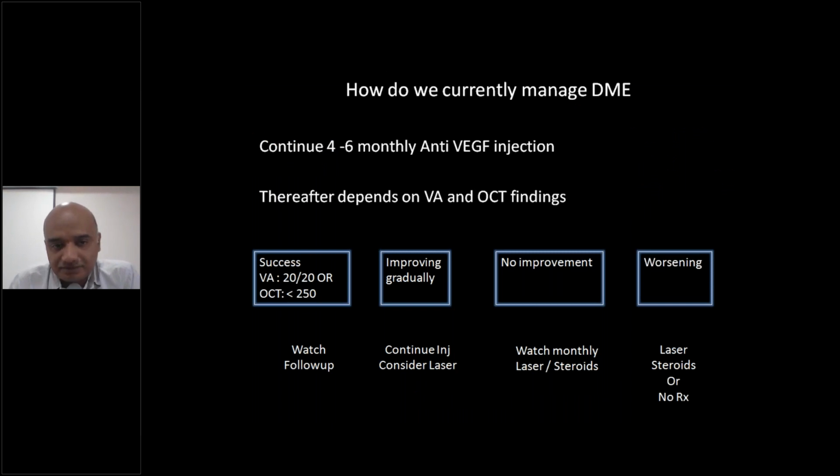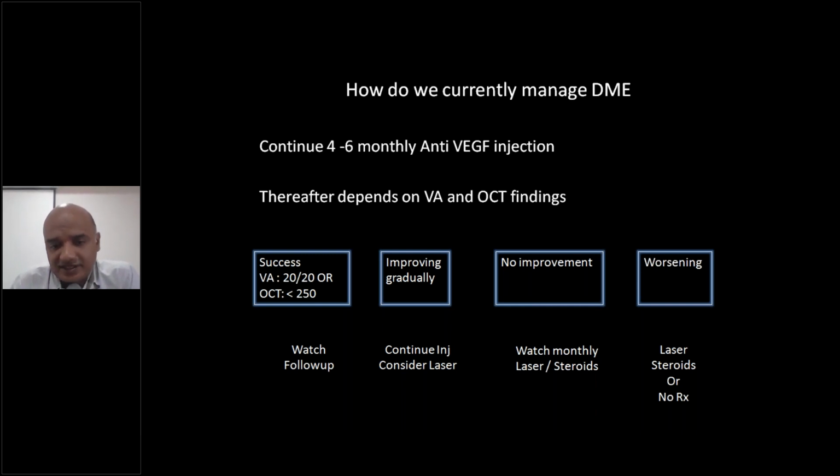So what are the current modes of management of a case of diabetic maculopathy? If the vision of the patient is good, and on OCT, the thickness of the central part of the retina is less than 250 microns, you don't do anything, you just follow. And if the patient is gradually improving after giving anti-VEGF injections, you continue the anti-VEGF injections for 4 to 6 months.